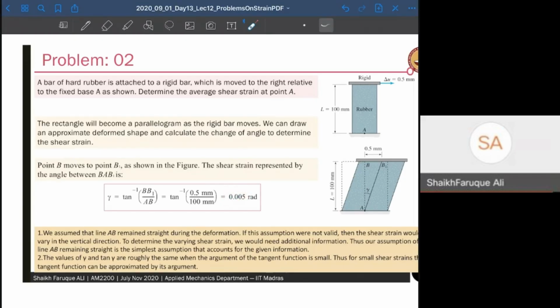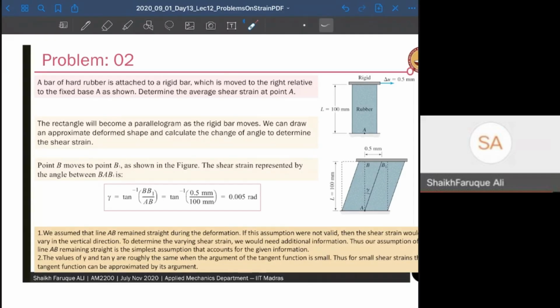Remember, when you find shear strain, you cannot put that angle in degrees. You have to put that angle in radians, because radian has no unit. So it has to be 0.005 strain.